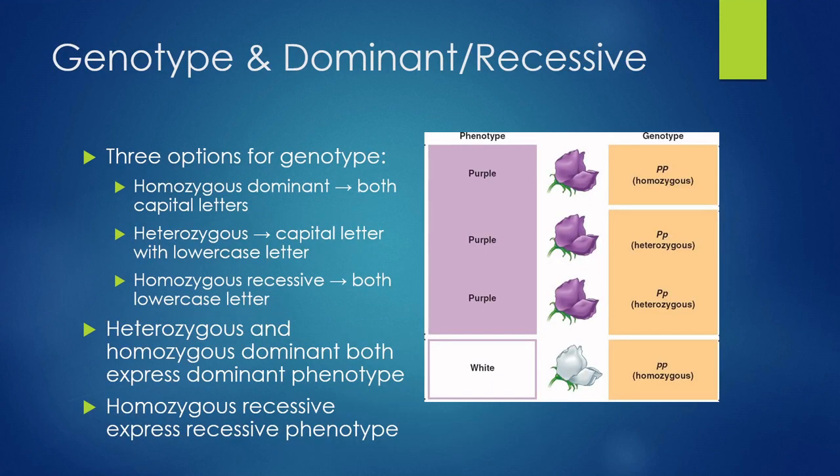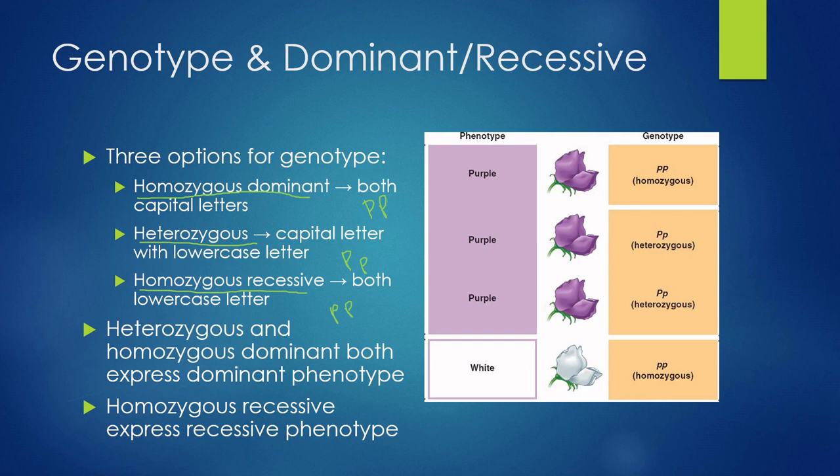And tying all those together, we have three options for genotype. Homozygous dominant, where you have two big letters. So in this case, if we're doing the flower color, going back to our example earlier, you'd have two capital P's. Heterozygous, we have one of each, so we'd have a capital P and a lowercase p. And then homozygous recessive is two little p's. So again, homo means the same. Dominant we represent with capitals, so it's two capitals. Recessive is lowercase, so two lowercase. And then hetero is different, so you have one capital, one lowercase.